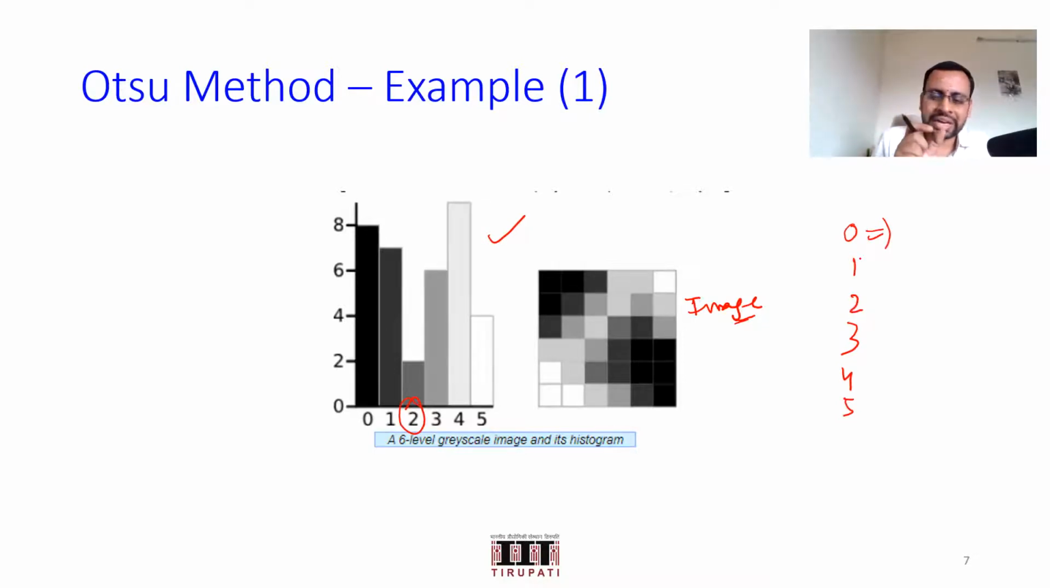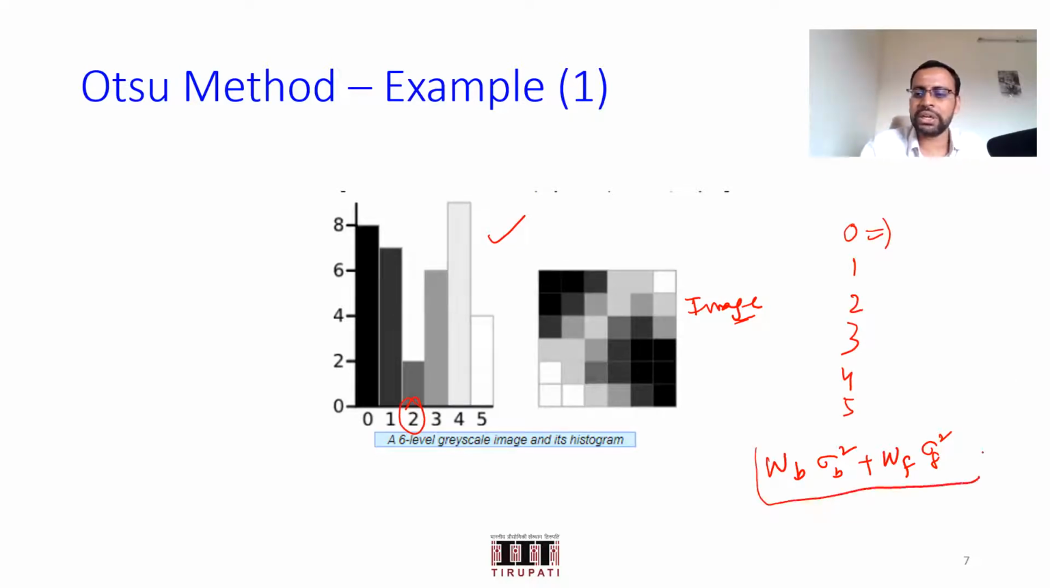Then for each class, compute the mean and variance. Of course, you are computing the mean because variance requires the mean. For the other class also compute the variance. Then you compute the within class variance, whatever we have mentioned, WB into sigma B square plus WF for the foreground into sigma F square. You repeat this exercise for all possible intensities, then pick that value of intensity for which this quantity is minimum. Is that clear? Any questions here? Is the process clear?